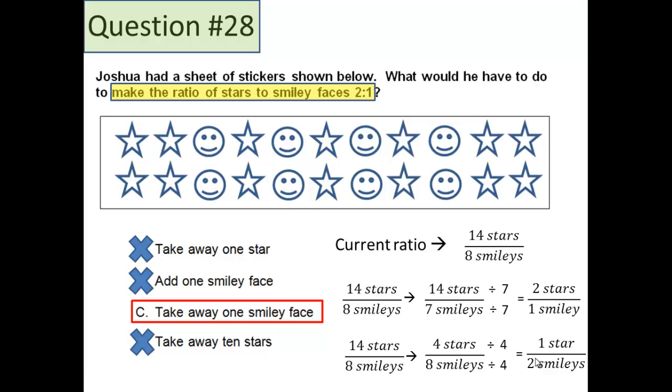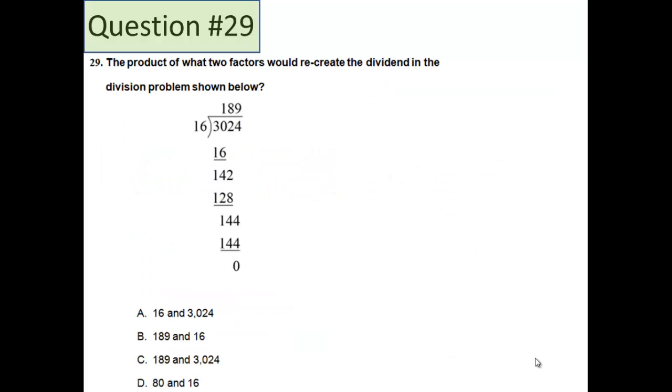So you see, for this problem, you need to go through each one and see what would happen to the ratio if you did what it told you to do. And only one of them gave you an answer of 2 to 1. Okay? Tricky question, but kind of fun. Let's move on to 29.